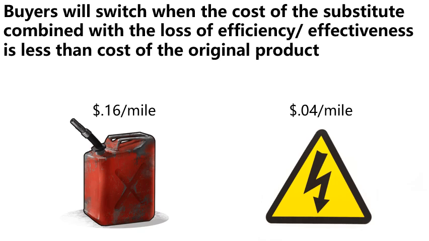So buyers will switch when the cost of the substitute combined with the loss of efficiency and effectiveness is less than the cost of the original product. Gasoline costs me about 16 cents a mile to power my car, and it would cost about 4 cents a mile to power my car with electricity. So it's about a quarter of the price to power my car with electricity. That's still not enough savings to justify the inconvenience for me.